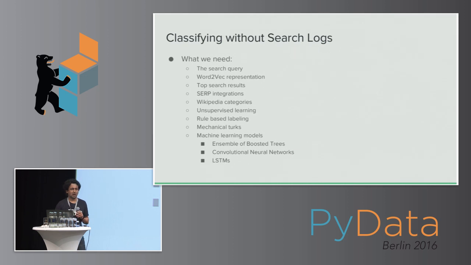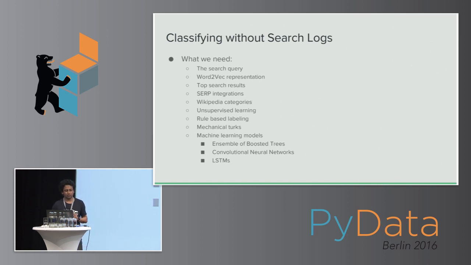What kind of integrations do you see? You see a knowledge graph, you see some information. If you search for Berlin, you see some information about Berlin, that it's the capital of Germany or something like this. And you need some knowledge about what unsupervised learning is, and some rule-based labeling that we already saw in the previous slide. Of course, maybe at some point you need Mechanical Turks. If you labeled your data incorrectly, maybe they can fix it for you for some money. And yes, you need to know about the machine learning models.